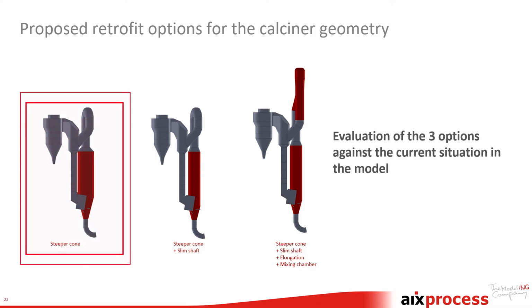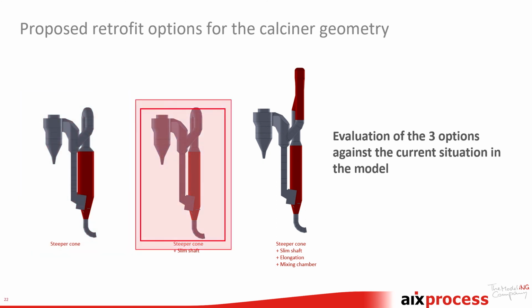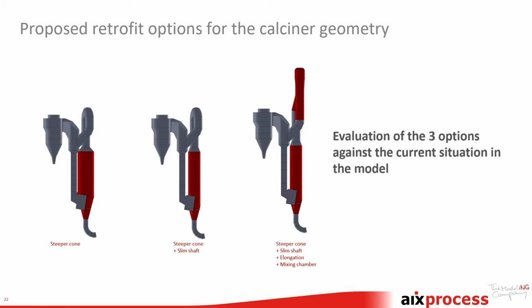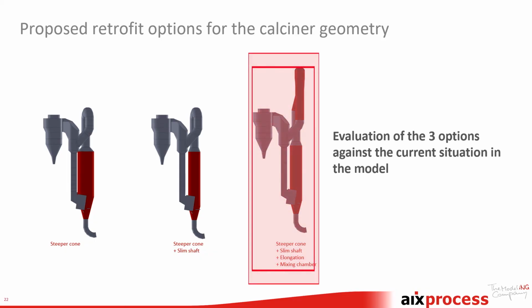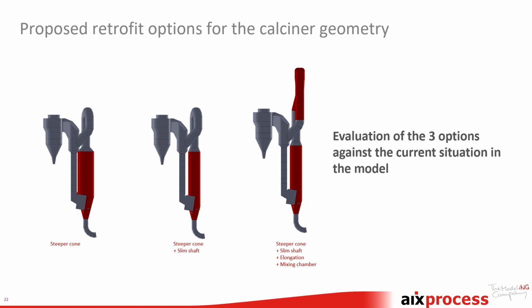So for the optimization, we had a lot of different possibilities, but I want to show you just some simple ones. We introduced a steeper cone, and a steeper cone combined with a slimmer shaft, so to raise the velocities, which on the one side reduces the time that is available within the calciner, but also reduces the pumping. So you have a more stable pneumatic conveying at the bottom. And to increase the time available, we also had an elongation of the calciner shaft and introduced a mixing chamber at the top.